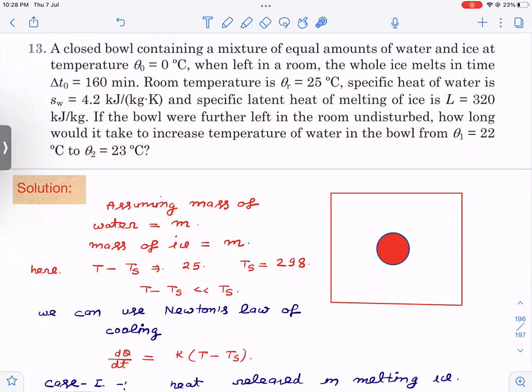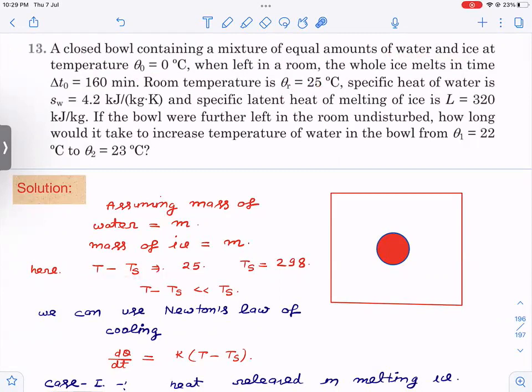So here what we are going to do now, see what happens. First, we are assuming the mass of the water as m, and mass of the ice also as m. It's given, both have equal amounts. Now, if you see T minus Ts, for the first condition it is 25. For the second condition, it is even lesser. So T is the temperature of the body, which is the ice water mixture, and the temperature of the surrounding is 25. So T minus Ts is 25.